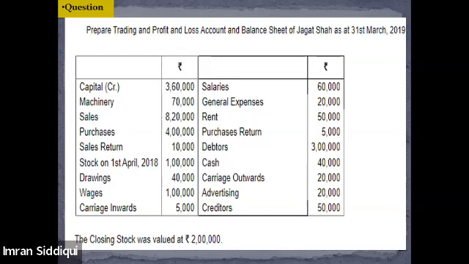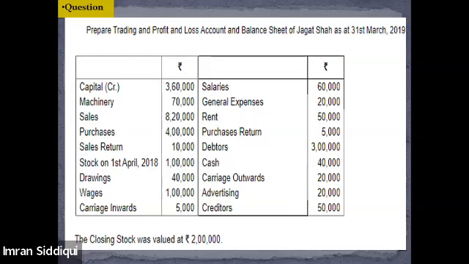Advertising, again, is an indirect expense. And last is creditors. Creditor is a liability. It will be shown in the balance sheet on the liability side. And at last, we have closing stock, which was valued at 2 lakh. Closing stock will be recorded at two places. Number one, in the trading account on the credit side, and this will also be shown in the balance sheet on the asset side.